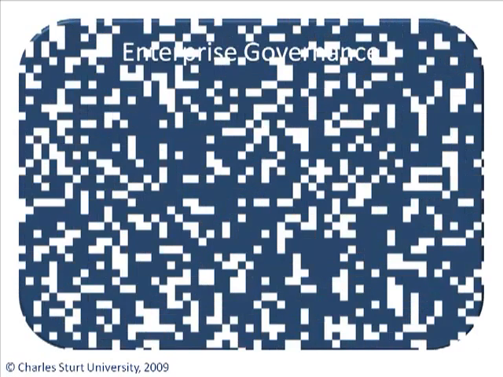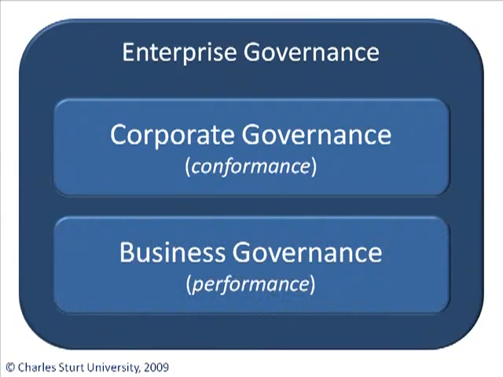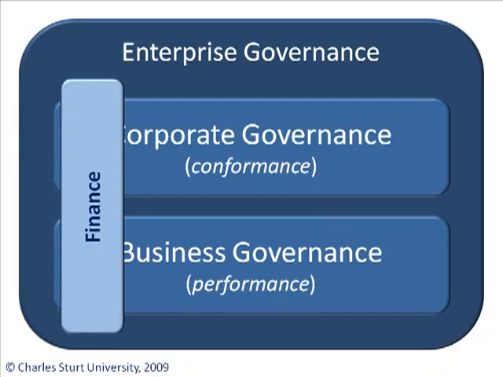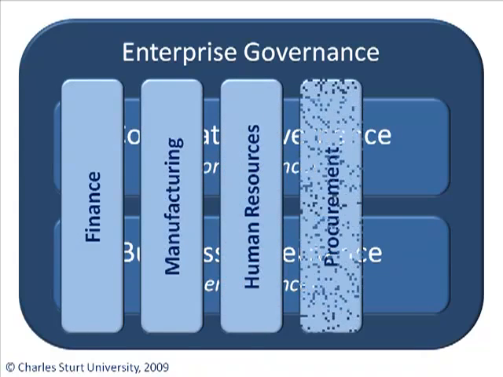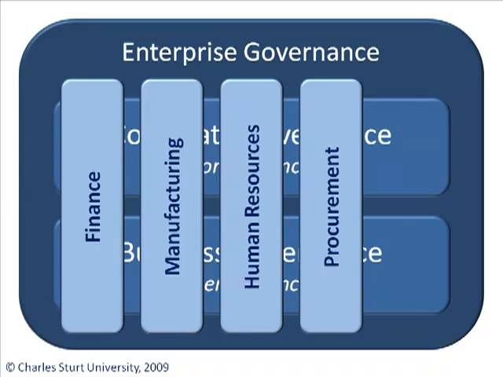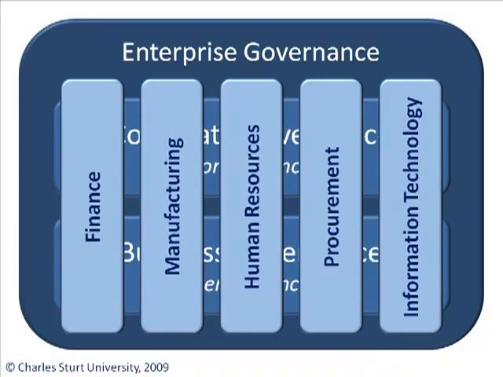So here's the story more in a visual format. So we've got enterprise governance and corporate governance and business governance being part of that. Now, corporate governance and business governance will apply to the finance area, the manufacturing area, the human resources area, the procurement area, that they all have laws and legislation and business rules that apply to them. But hey, you also have IT, and they also have a whole bunch of rules that apply to them.